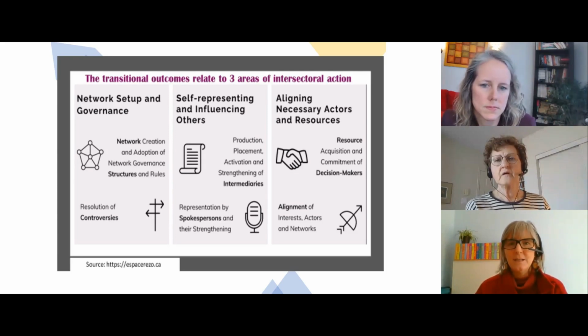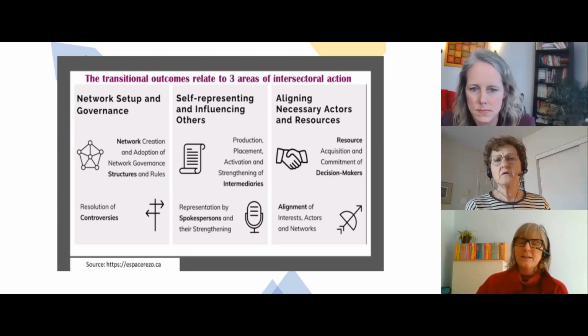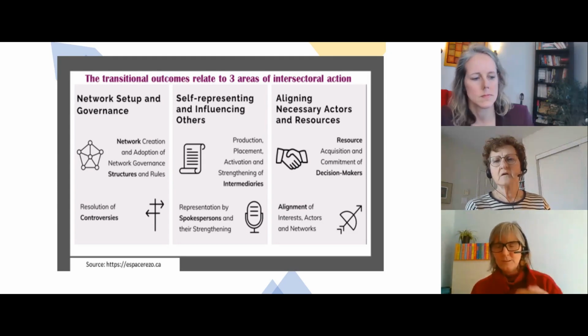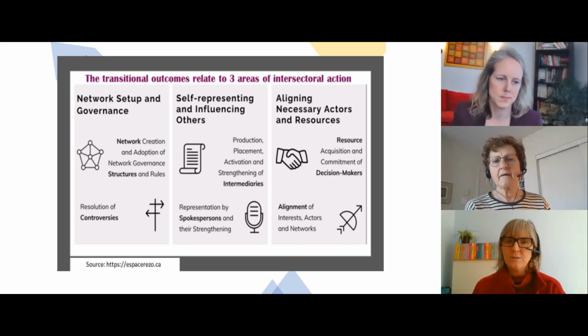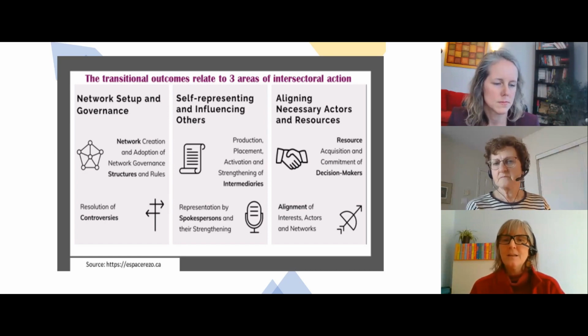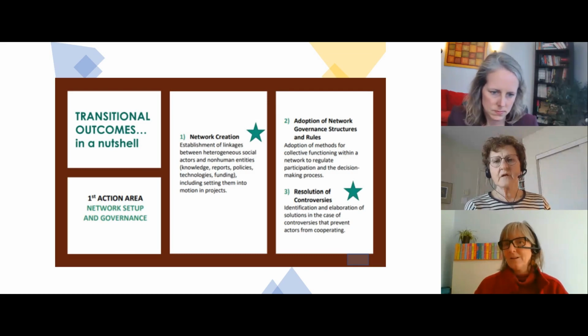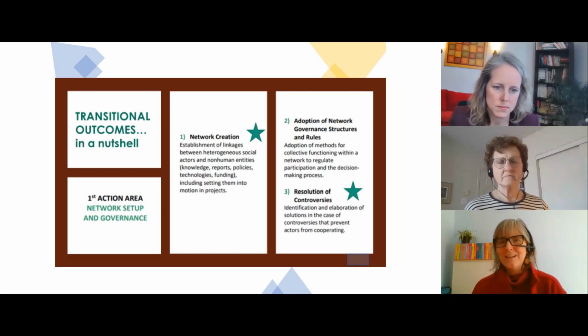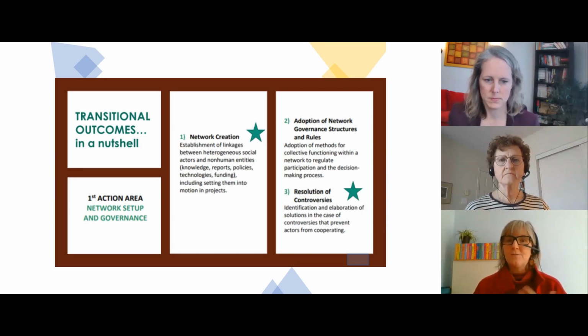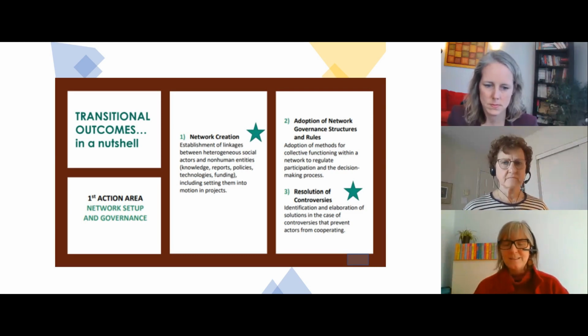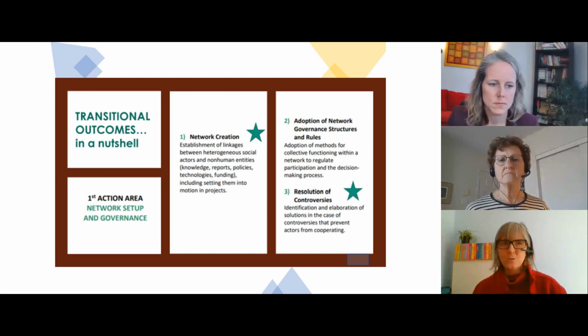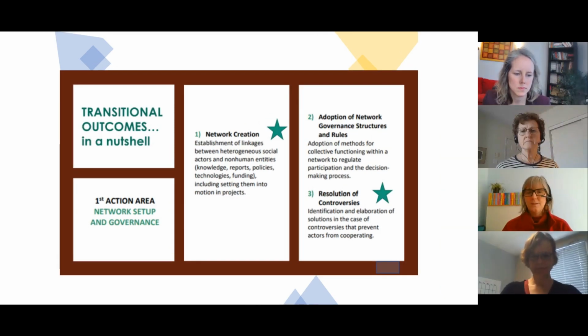So these are the three domains: network setup and governance. Within that, in a moment, we'll see a whole slide of the transitional outcomes that match that domain and that area: self-representing and influencing others, and aligning necessary actors and resources. These are the kinds of areas that, if you work in this field or you're a researcher in this field, we recognize: network creation and adoption of governance structures, resolution of controversy. You can read them there, but we're going to go in more detail in a moment. You can see that they are grouped into areas of our work.